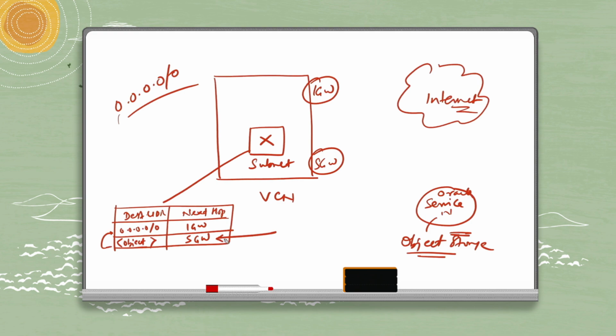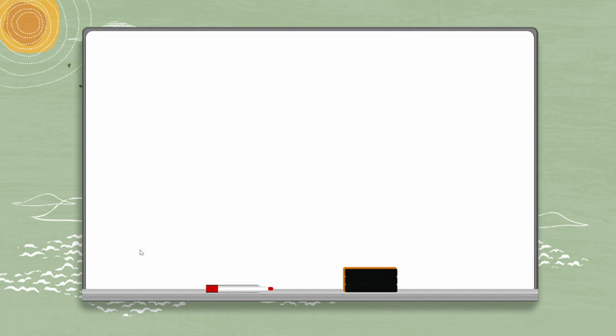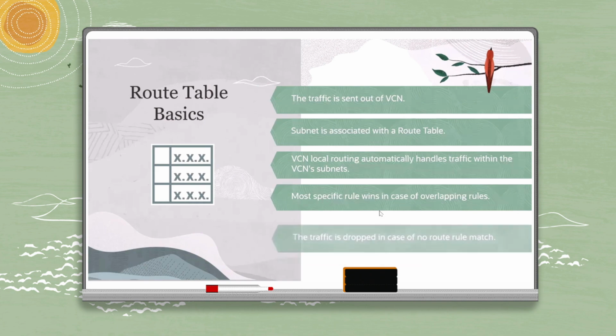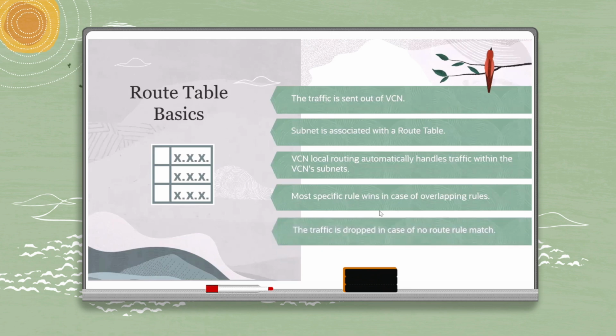Why? Because it is most specific, right? That is what is the meaning of most specific. I hope you understood this concept. This is very critical, and therefore I took some time to explain it. Most specific rule wins in case of overlapping rules. All right, now let's move on. And in case there is no matching, then the traffic is going to be dropped. That is also a key learning objective.